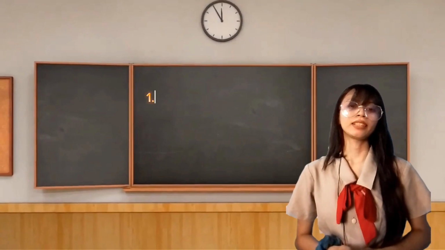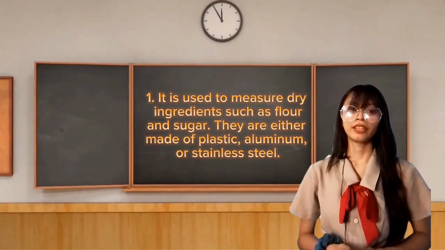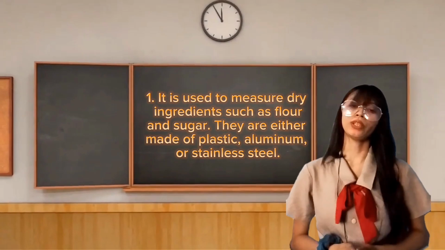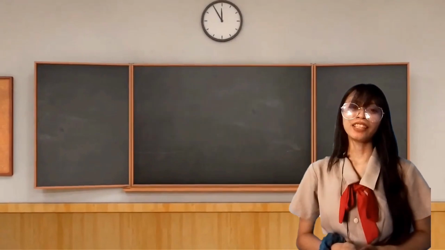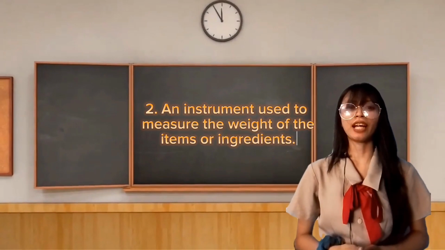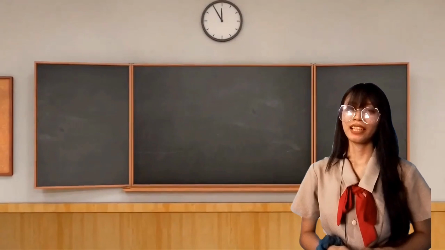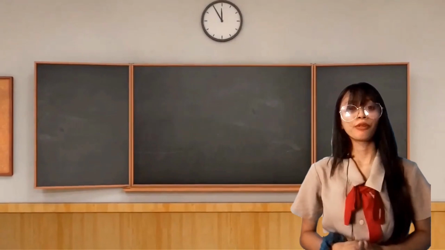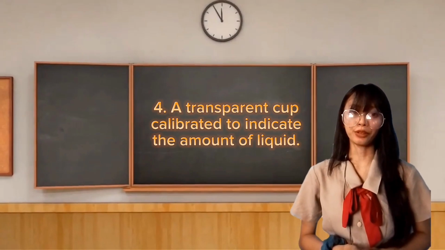Number 1. It is used to measure dry ingredients such as flour and sugar. They are either made of plastic, aluminum, or stainless steel. So, what's the answer? Number 2. An instrument used to measure the weights of the items or ingredients. Number 3. It is used to measure small amounts of ingredients. 4. A transparent cup calibrated to indicate the amount of liquid.